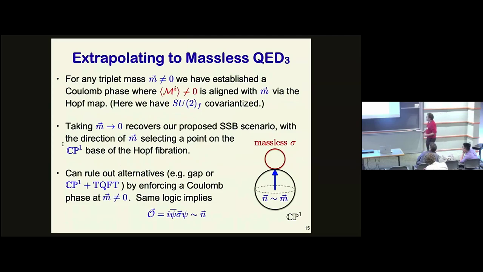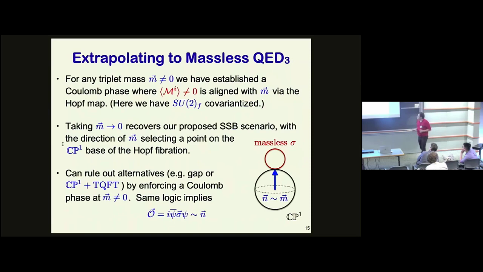All right. So once you believe this picture where for every non-zero value of the mass, and now you can think of the mass as really being an SU(2) triplet, you can approach the massless point from every point in iso-triplet space, then you can extrapolate back to zero mass and land on any point on this CP1 base, and you can figure out exactly which monopole condensed in the corresponding Coulomb phase as you approach this massless point. And that reassembles the Hopf fibration that I had at the origin.